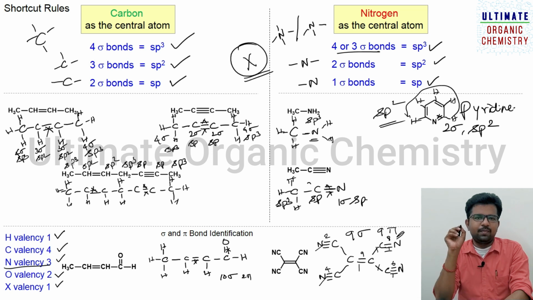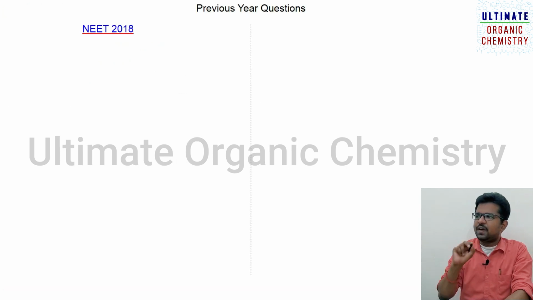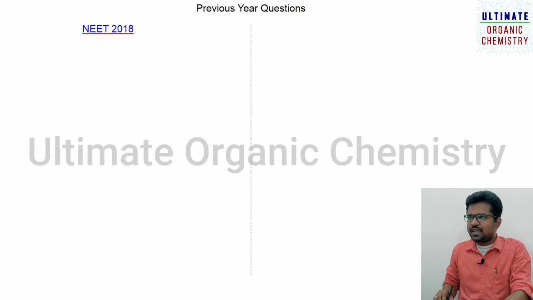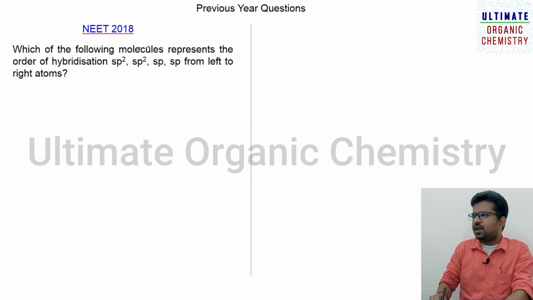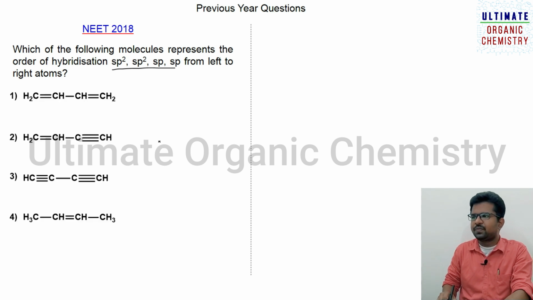So let us go to some NEET exam questions. The first question was asked in NEET 2018. Which of the following molecules represents the order of hybridization sp2, sp2, sp, sp from left to right atoms? So this is the question. Here you can check, this is an alkene system, a double bond is present. Alkene means the hybridization is sp2, sp2. So this answer is not correct.